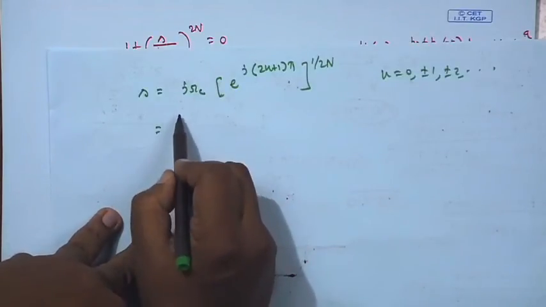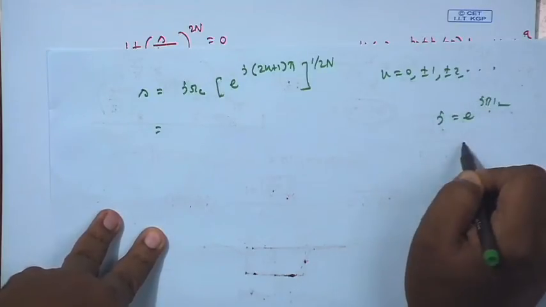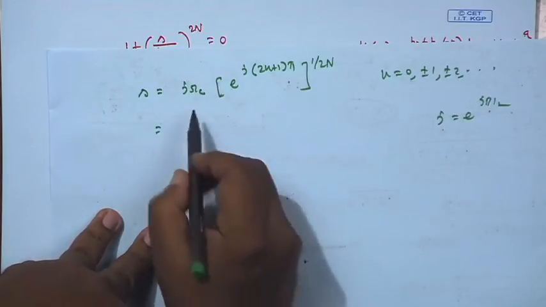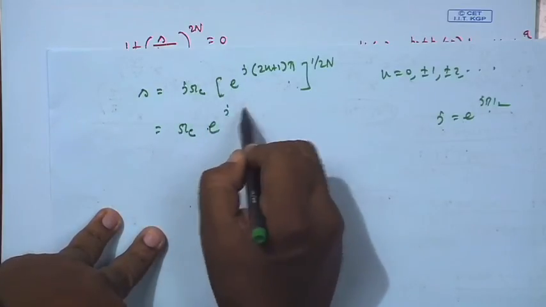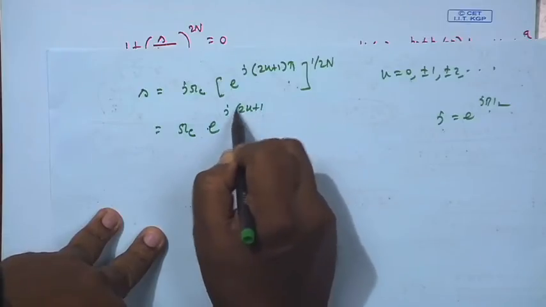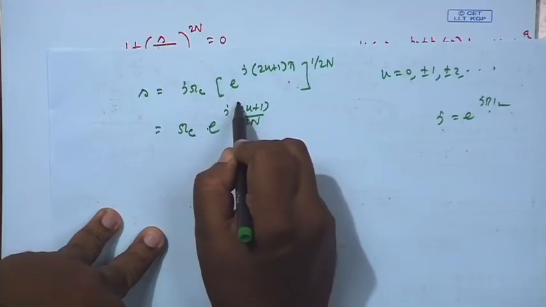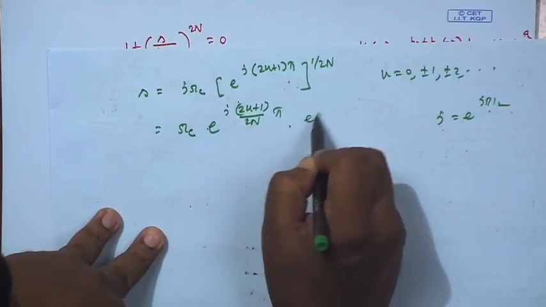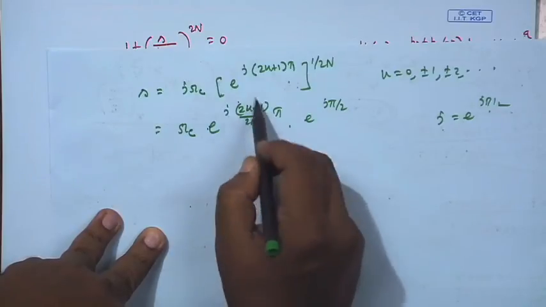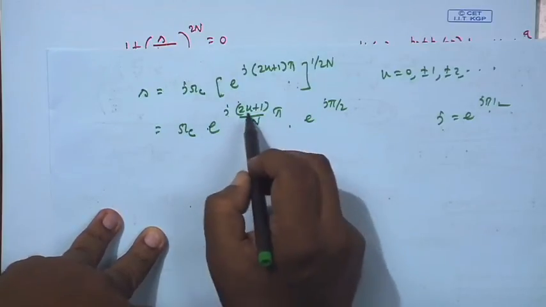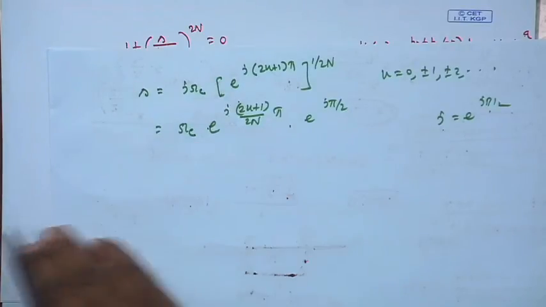This j is nothing but e to the power j pi by 2. So, this also you can write as omega c e to the power j (2k plus 1) by 2n pi into e to the power j pi by 2. This is just an offset. This is independent of k. So, whatever phase you get, every phase for every k gets added with pi by 2. This is just pi by 2 additional rotation of a phasor.